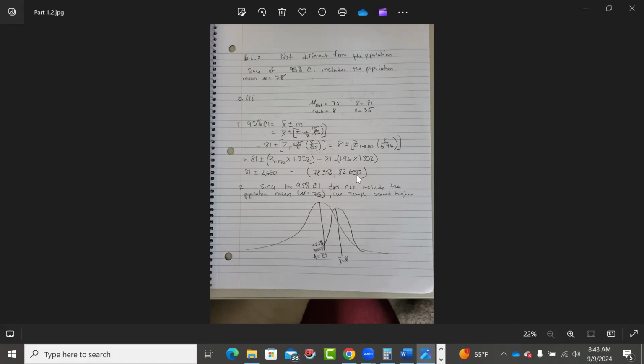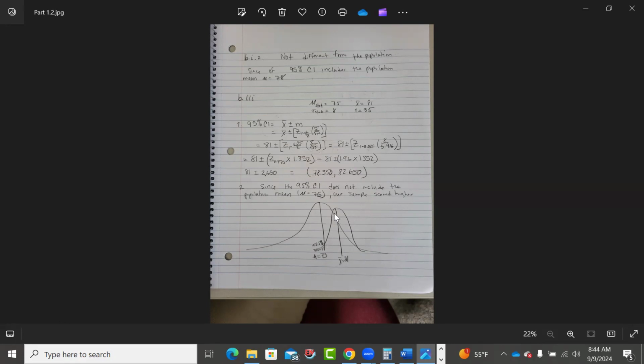And the question was, is our sample different from the population? Are my stats students smarter than the other students after taking my course? Well, yes, indeed they are, because look, our lower limit is 78.350 and the population mean is 78, so we're just above it. So our sample represents a different population, with a mean of 81.